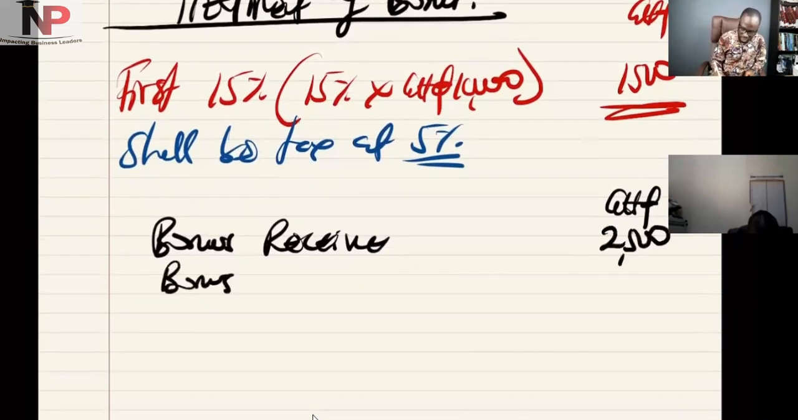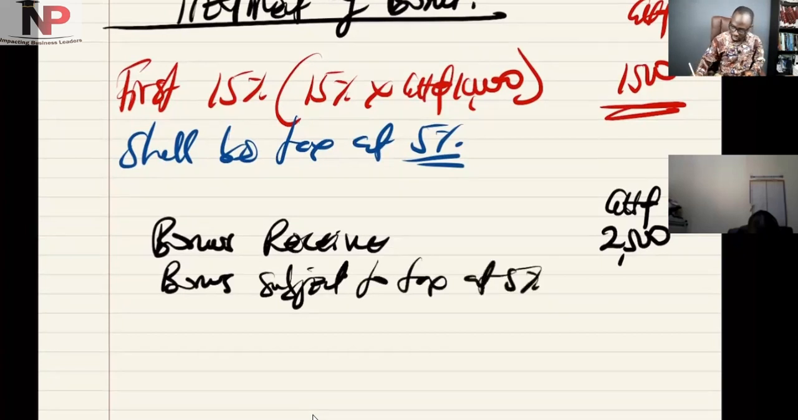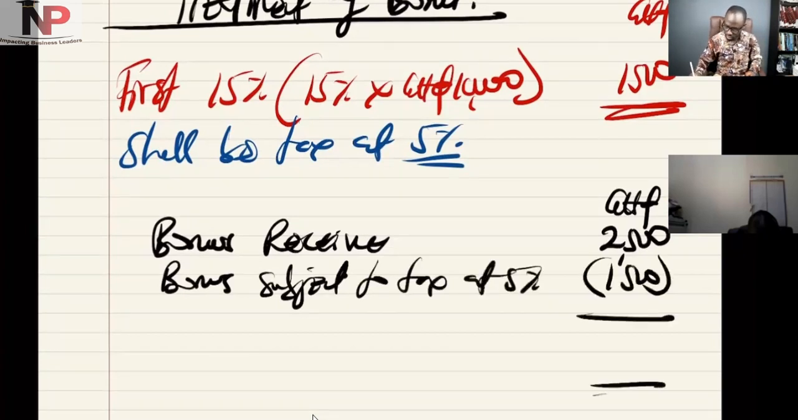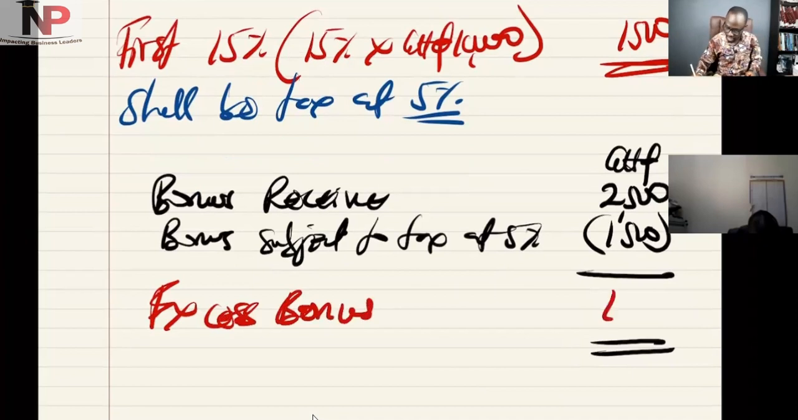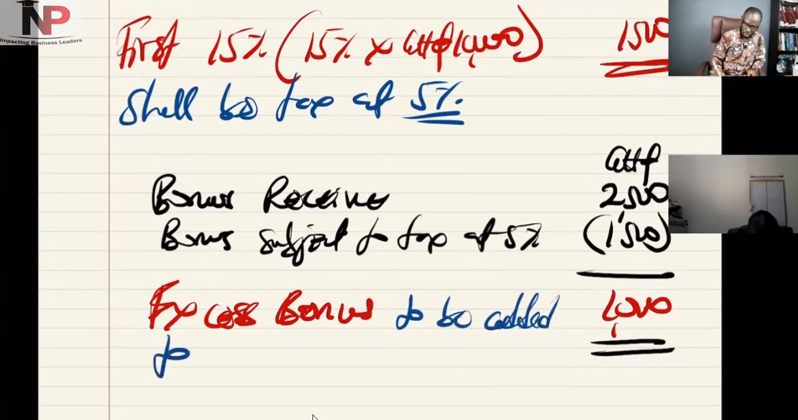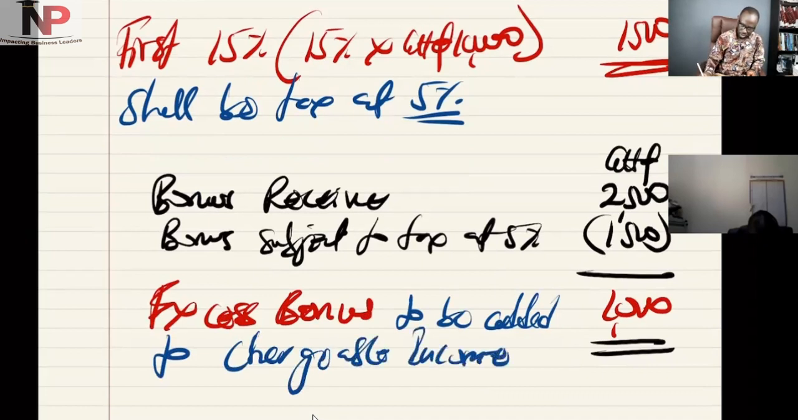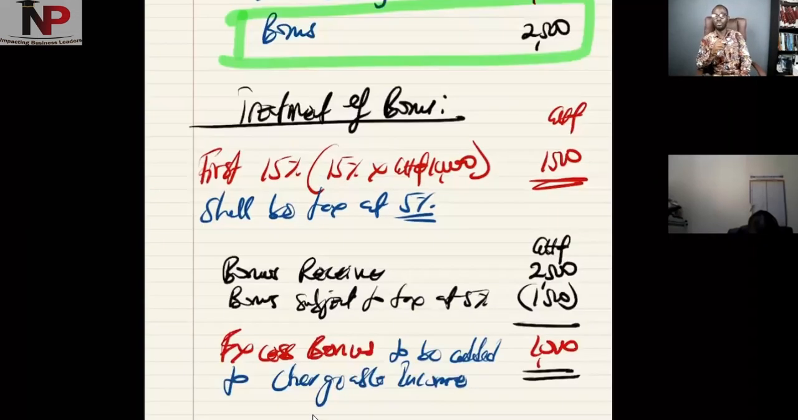Bonus subject to tax at 5% is 1,500. And that gives us the excess bonus, and that is what? 1,000. This excess bonus, 1,000, is to be added to the chargeable income. This is what we mean by taxation of bonus.